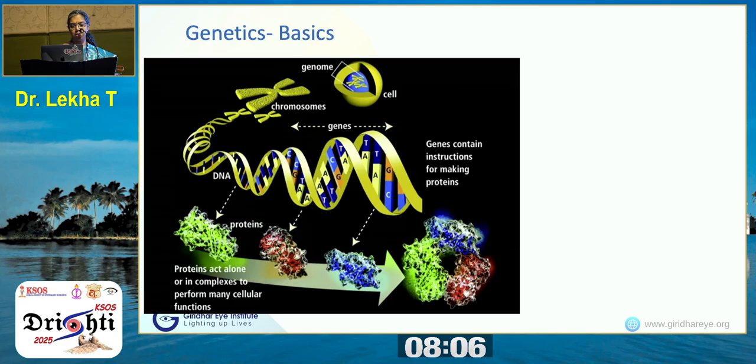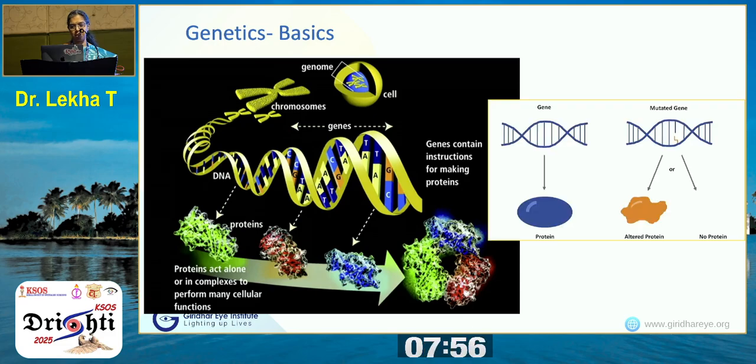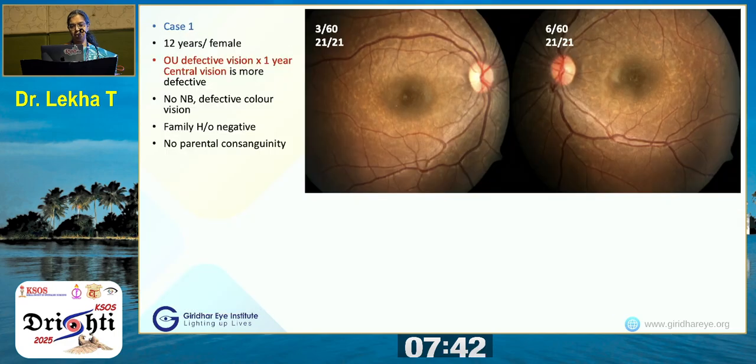Just to touch upon the genetics, we all know that we have genetic material in the form of DNA in the nucleus of the cell. And these genes contain instructions for making the proteins, which in turn determine our cellular function. So when you have a normal gene, you have a normal protein and a normal function. But when you have a mutated gene, you either have an altered protein or no protein at all. And obviously the function is going to be different, and that is reflected in the phenotype that we are seeing.